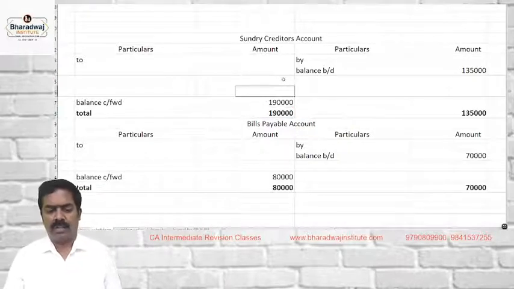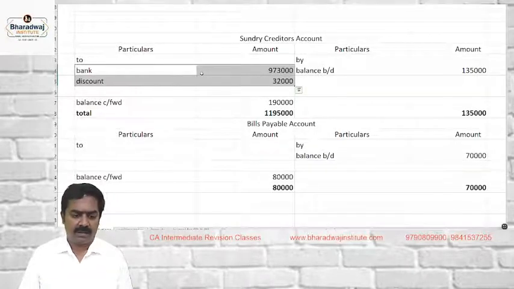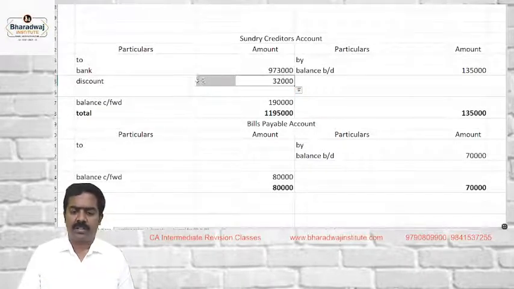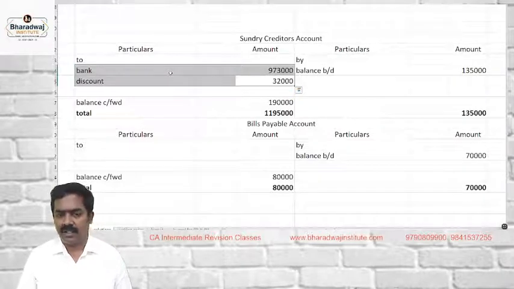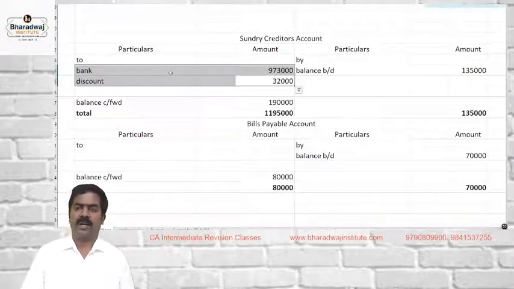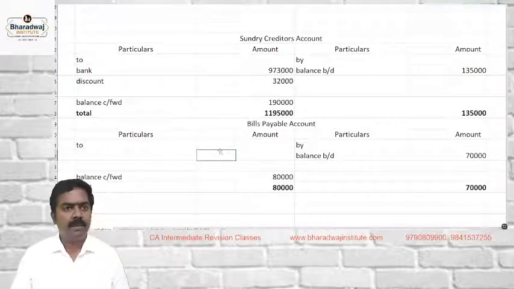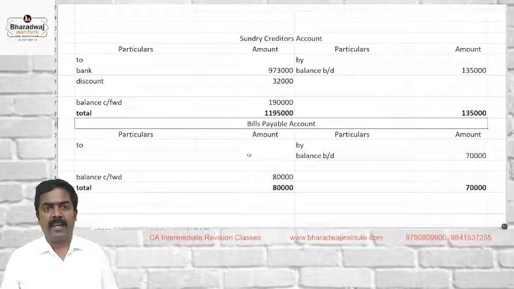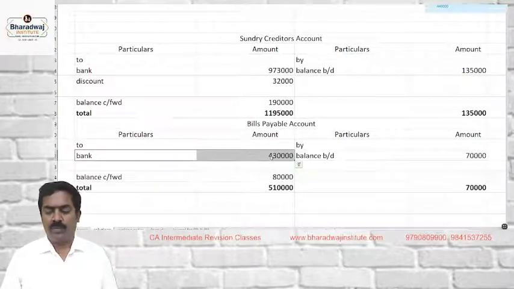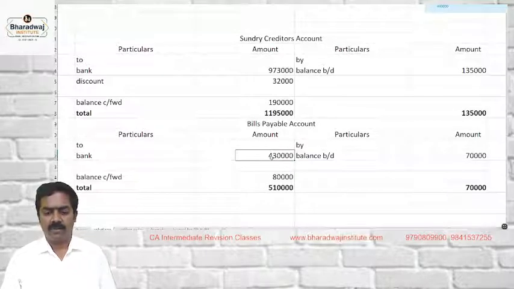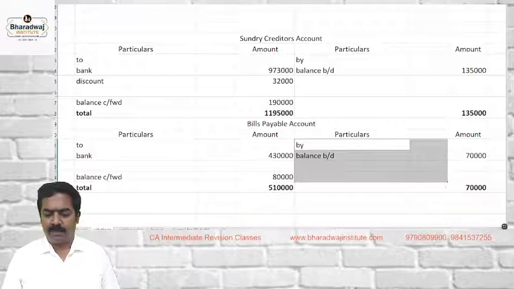Check your creditors account. What is the discount receipt and money paid? Discount is 32,000 and money paid to creditors is 9,73,000. Creditors account to bank, creditors account to discount 32,000. Then bills payable paid during the year is given to us. What is the bills payable paid during the year? 4,30,000. Tally this as a balancing figure.